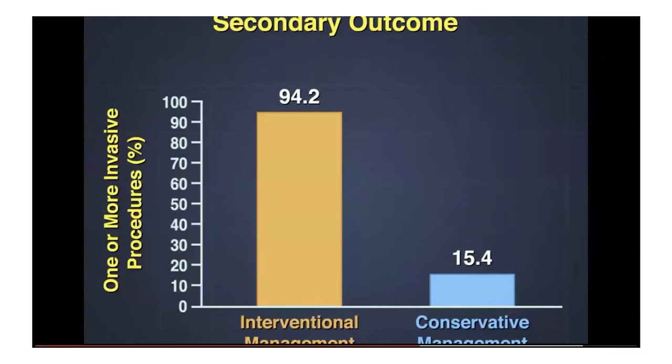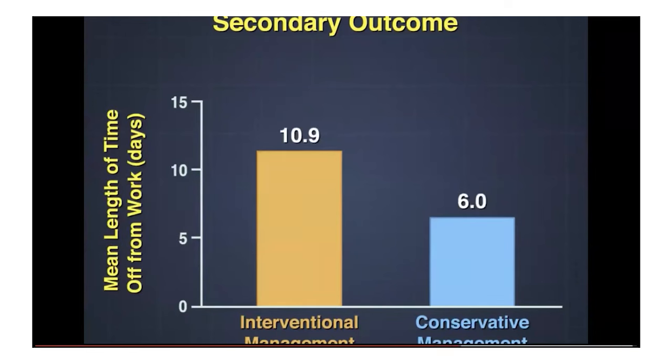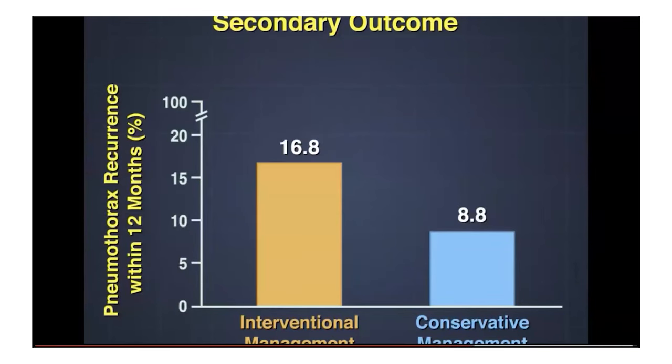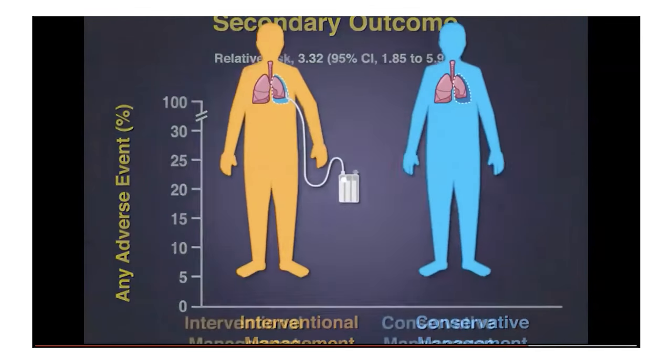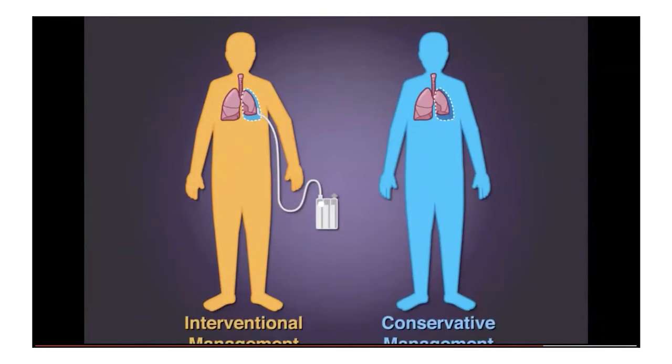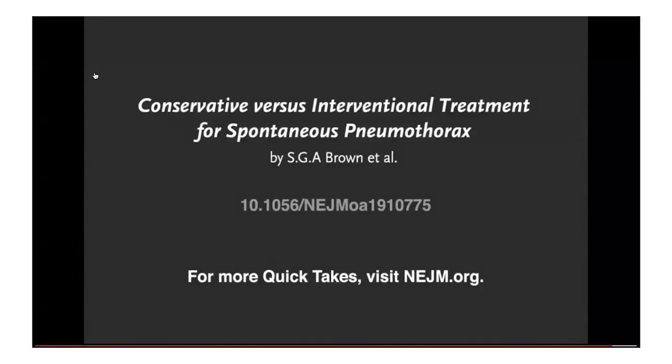But the conservative management approach resulted in fewer invasive procedures, shorter hospital stays, a faster return to work, and less recurrence. Adverse events were more common in the interventional management group and were most often due to complications of drain insertion. The authors conclude that in patients with moderate to large primary spontaneous pneumothorax, conservative treatment with observation alone is non-inferior to interventional treatment for radiographic resolution at 8 weeks. Full trial results are available at nejm.org.